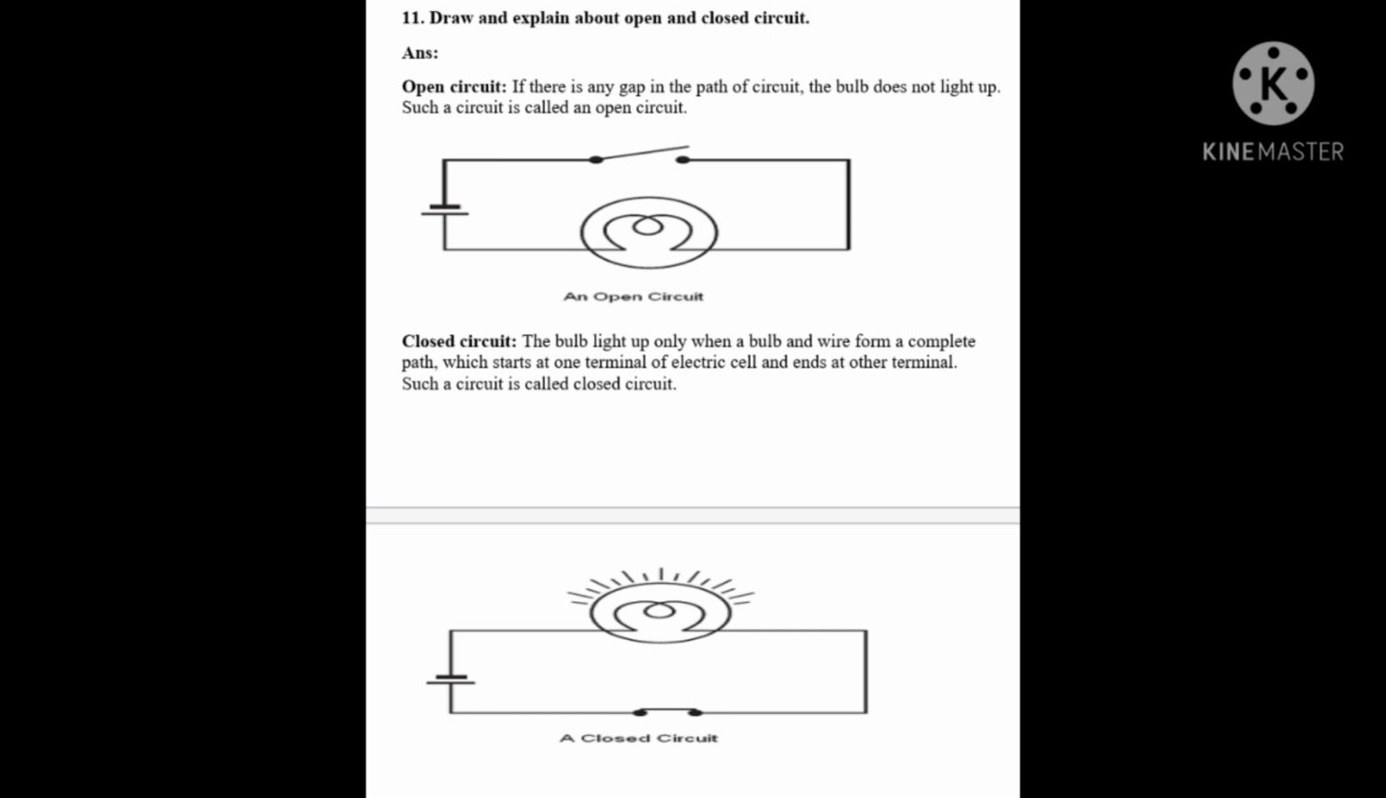Next one, closed circuit. The bulb lights up only when a bulb and wire form a complete path which starts at one terminal of an electric cell and ends at the other terminal. Such a circuit is called a closed circuit. See the image, there is no gap or break, so the bulb glows. So this one is a closed circuit.